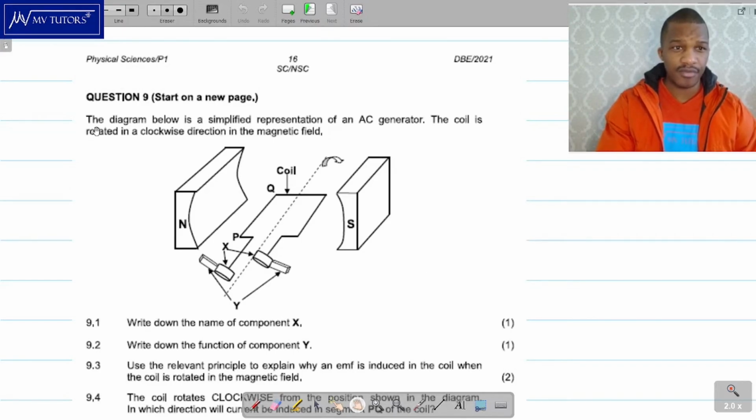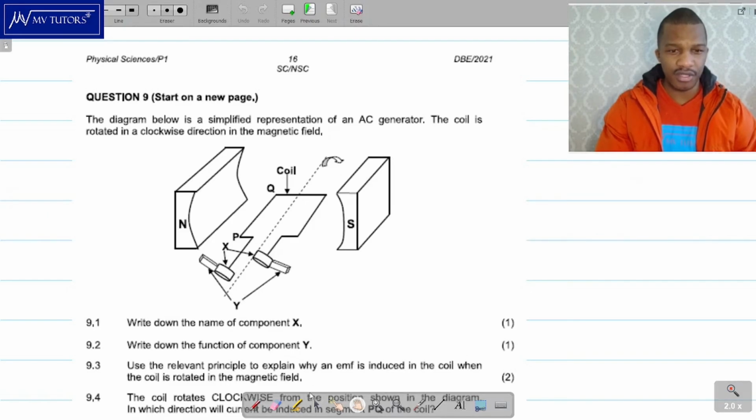It says the diagram below is a simplified representation of an AC generator. Very important. The coil is rotated in a clockwise direction in the magnetic field, as you can see. Now, write down the name of component X. Where's component X? There. What do you guys think this is?